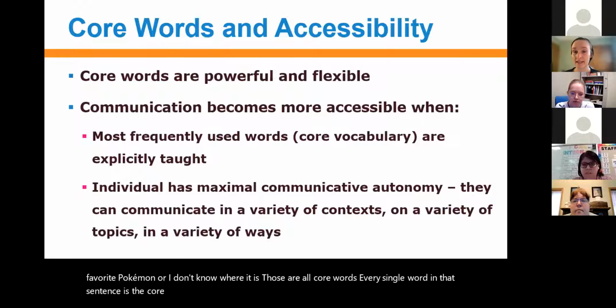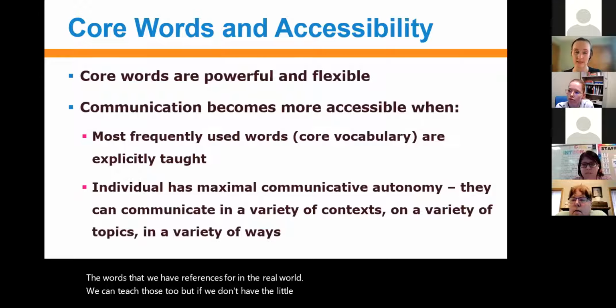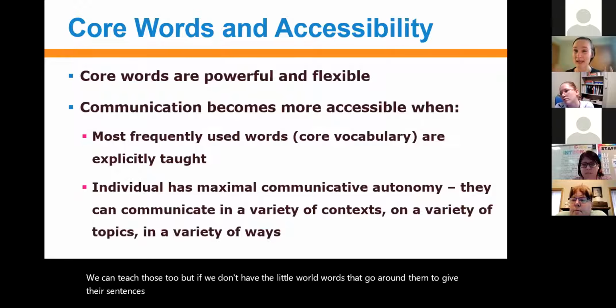Content words can be relevant, right? So the words that we have references for in the real world, we can teach those too, but if we don't have the little words that go around them to give their sentences meaning, we don't have that communicative autonomy. We can't actually say what we mean about that thing.